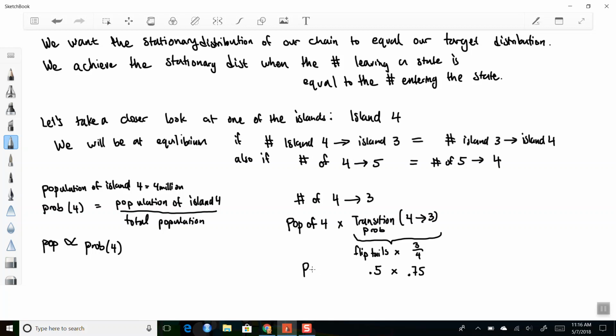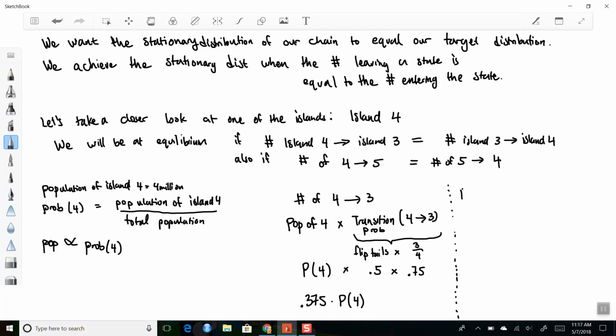And this is the probability of population 4, so I'll just do P of 4. And so here I have 0.375 times the population of island 4. Is that okay? Does that make sense? So this is the number of people going from island 4 to island 3, which is equal to the population of island 4 times the transition probability of going from island 4 to island 3. Okay.